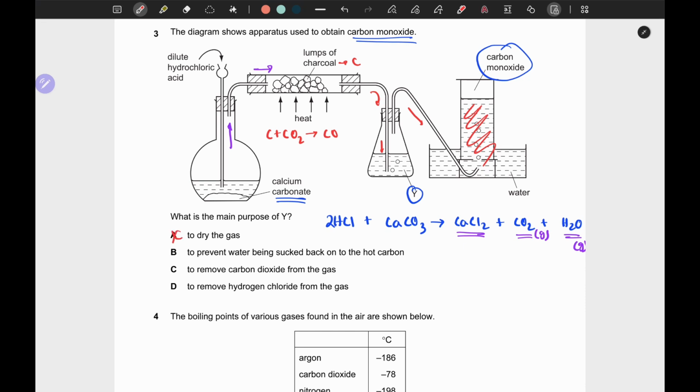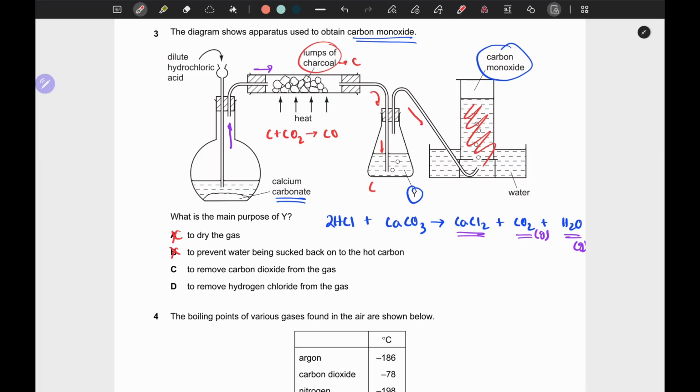Now let's look at B, to prevent water being sucked back onto the hot carbon. Now again, if we were to think over here, there is no carbon involved. All the carbon is present as lumps of charcoal. So again, B doesn't make any sense.